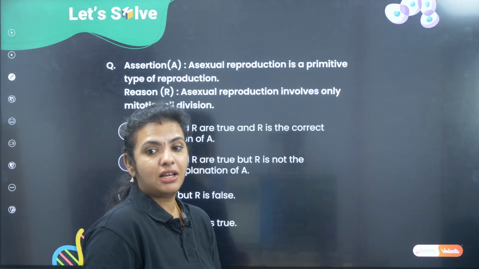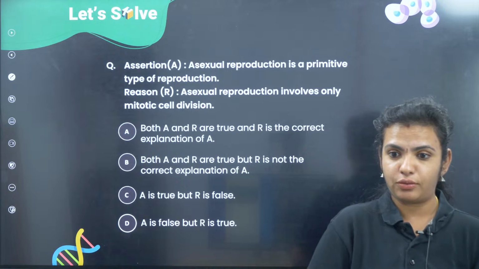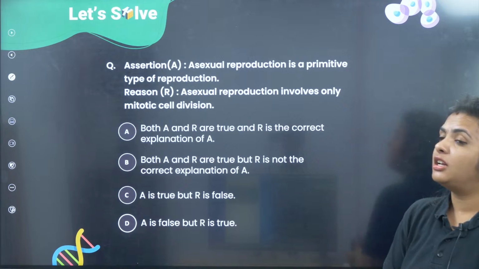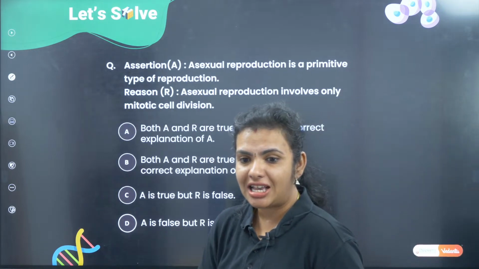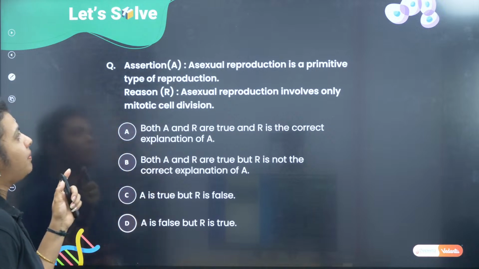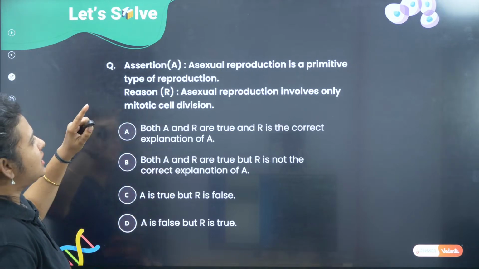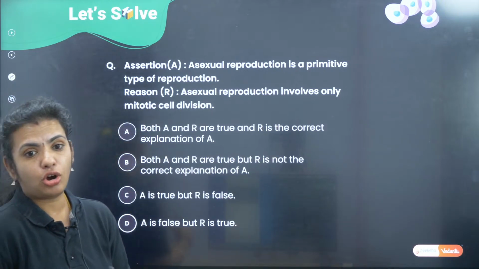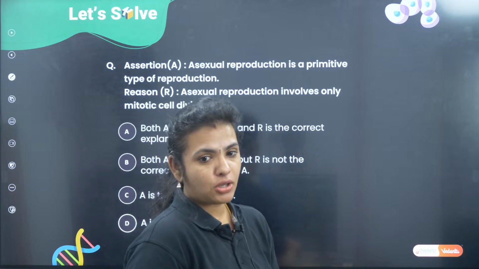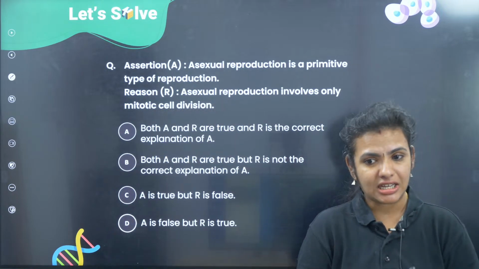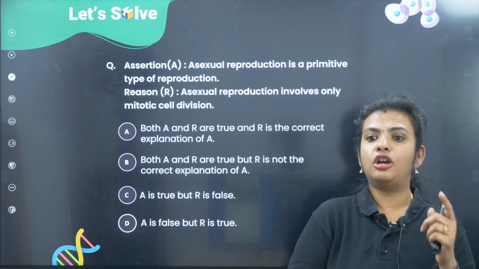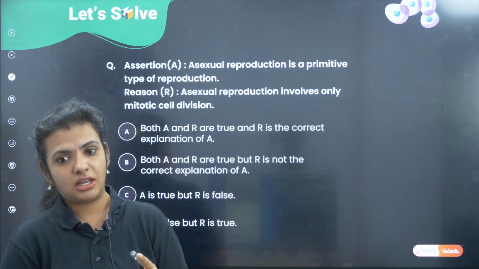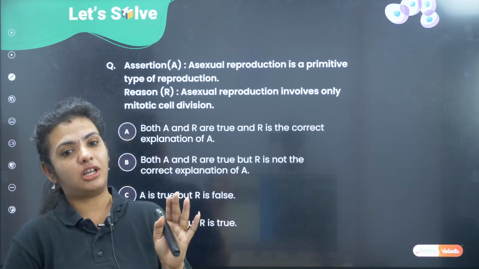So, now we have assertion and reason kind of questions. We will take up a few of them. The first assertion says, asexual reproduction is a primitive type of reproduction. The reason says, asexual reproduction involves only mitotic cell division. So, read the assertion, read the reason. Do you think there is any correlation between the assertion and reason? Is the reason correct or is it wrong?